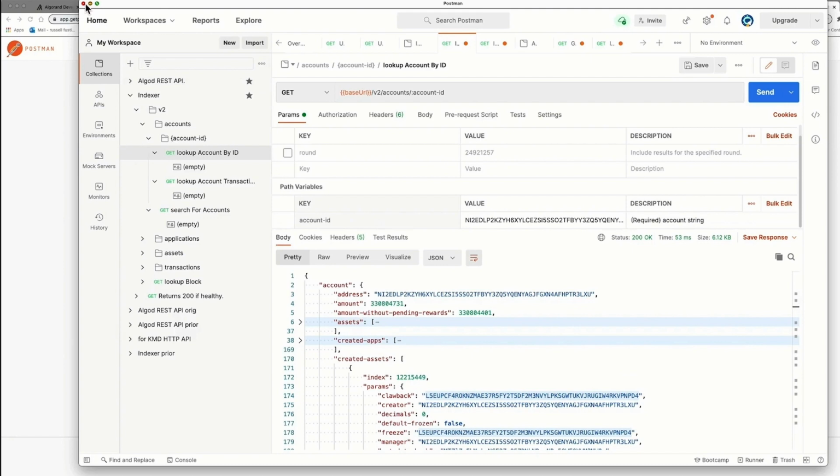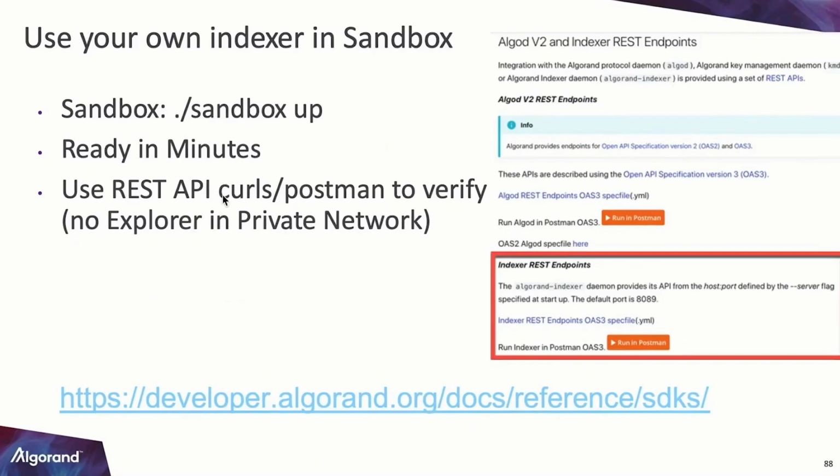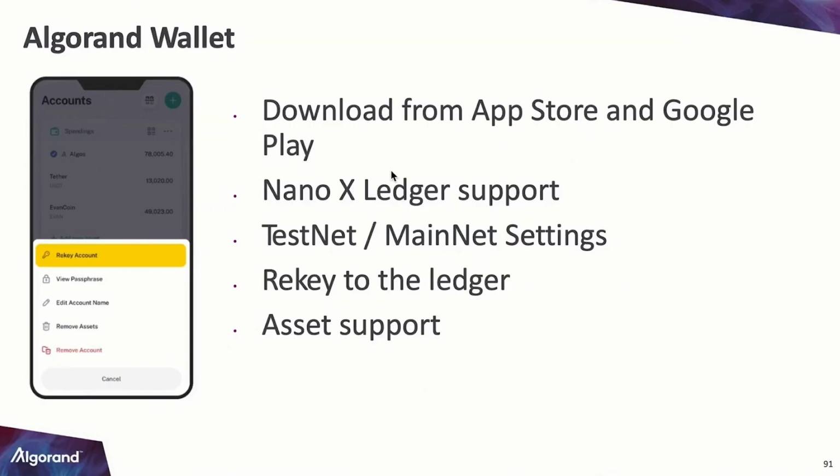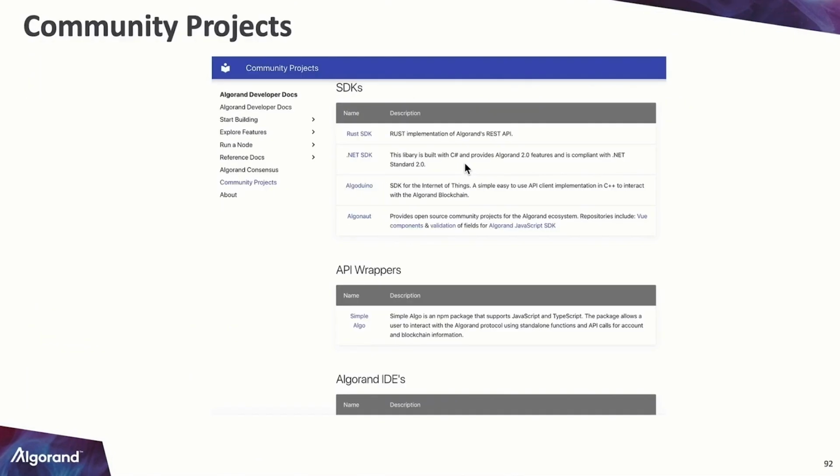So that's the lay of the land there, and using one of the tools that's built right in for you there to do queries on Sandbox. All right, we also have the Algorand wallet, so you can download that from your App Store or Google Play. Nano Ledger support, testnet and mainnet settings for developers. Rekey to a Ledger is available, and then you have asset support as well.